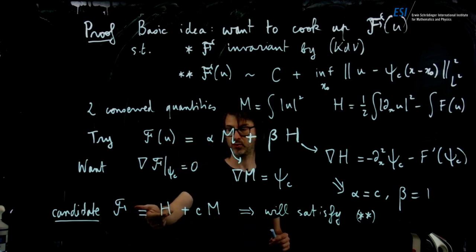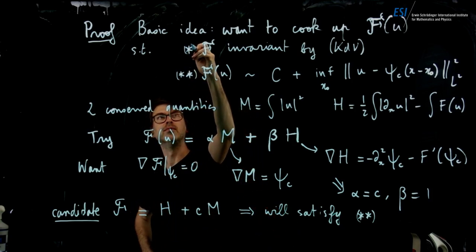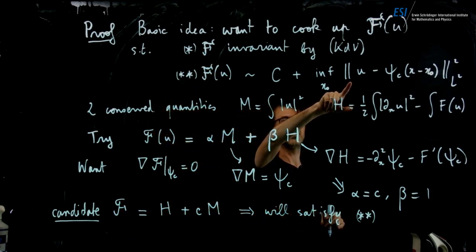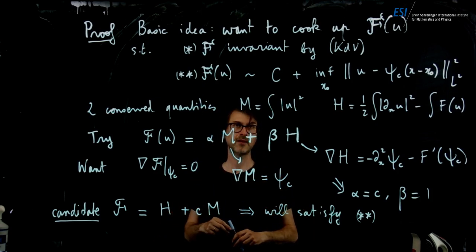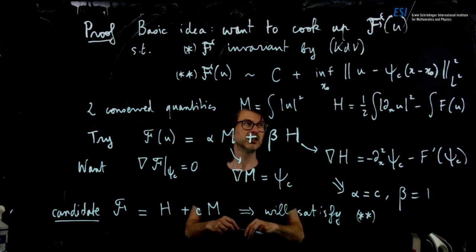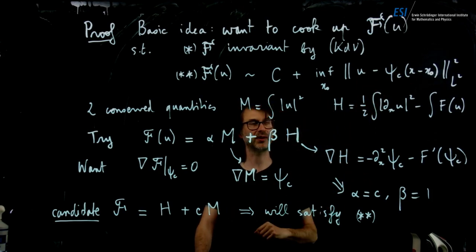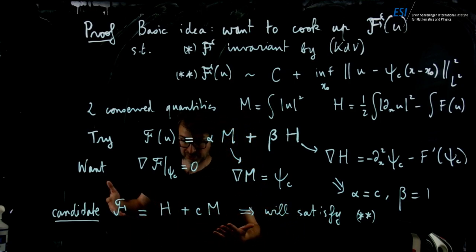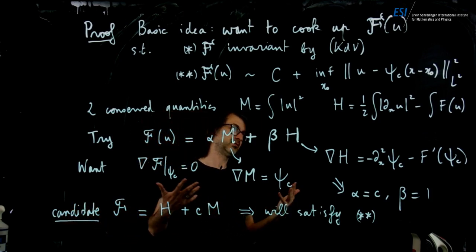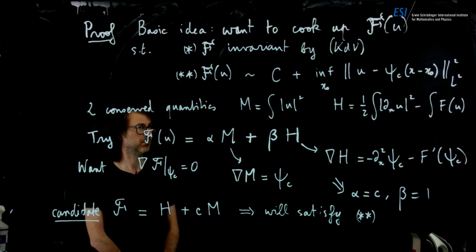So essentially what we'll do next is, for this star-star condition to hold, you have a condition on the second variation of F at psi c. The second variation of F at psi c should be positive definite once you remove the symmetry by translation by taking the infimum. We'll prove that this is the case, but a priori it might as well be anything. You might have a number of negative directions, but this is not what happens. Does it make sense?